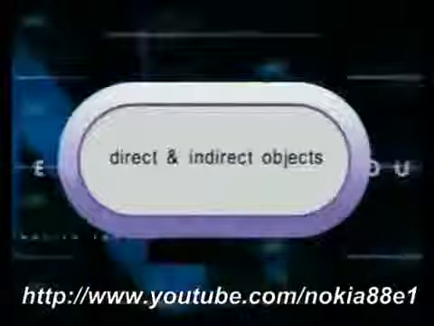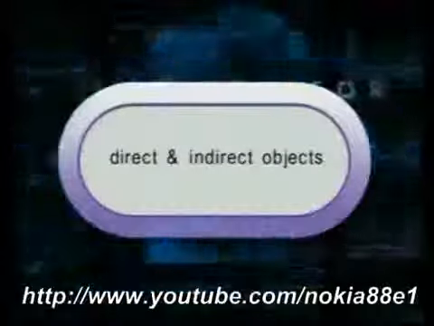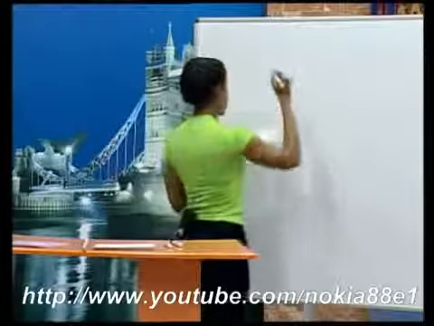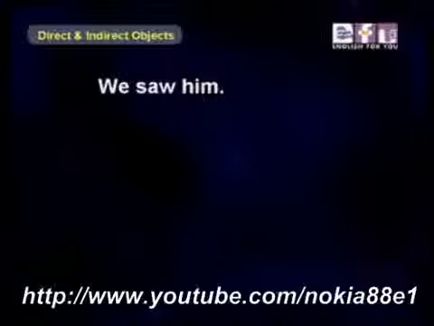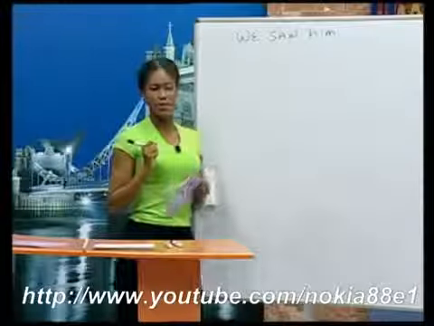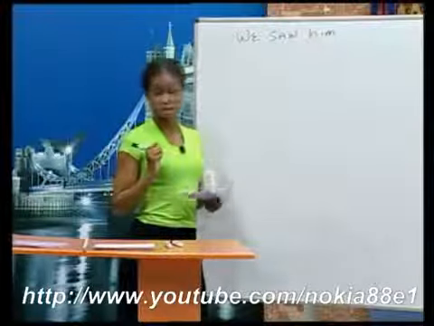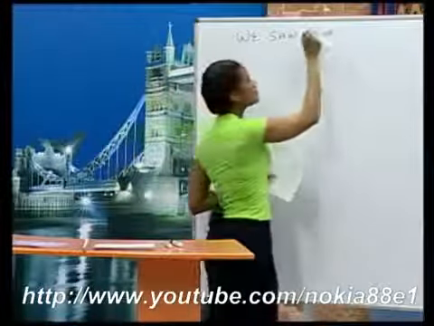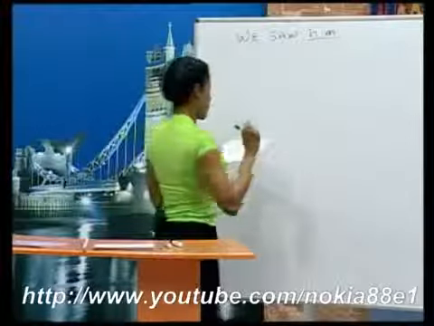Direct and indirect objects. Now let's talk about indirect objects. Before, we talked about direct objects, so let's review. Take a look at these sentences. We saw him. Now remember, the direct object is the object of the action, the object of the verb. We saw what? Him. Direct object.